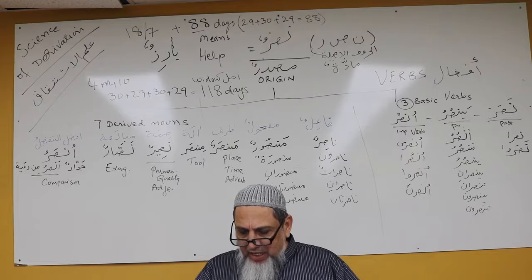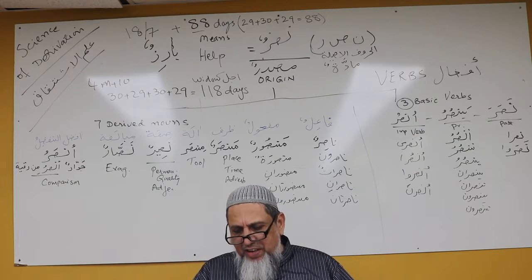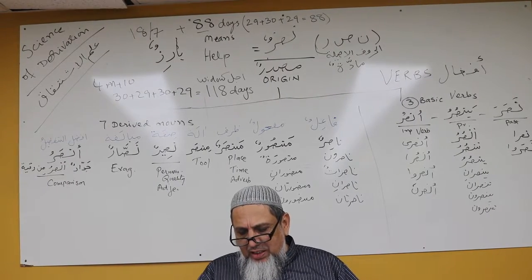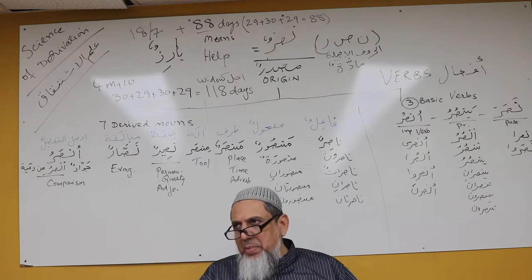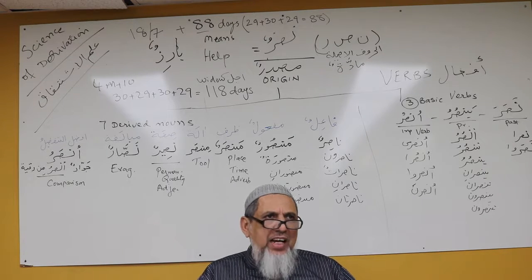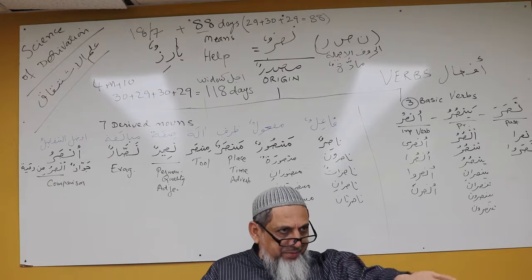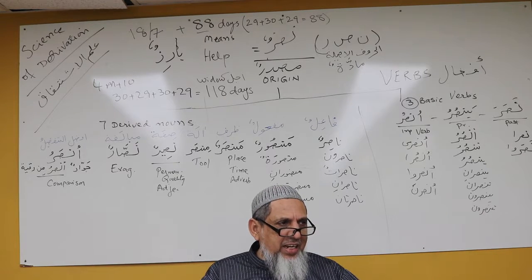Yasjudani, yahkumani, yabghiyani, yaksifani. Remember here, all these verbs start with ya and end with ani. Ani, ani, ani. What does it mean? Dual, both. Write down both. And they end with ani.